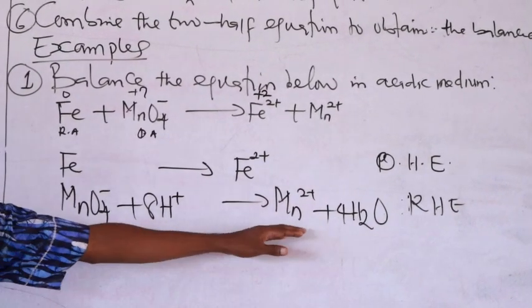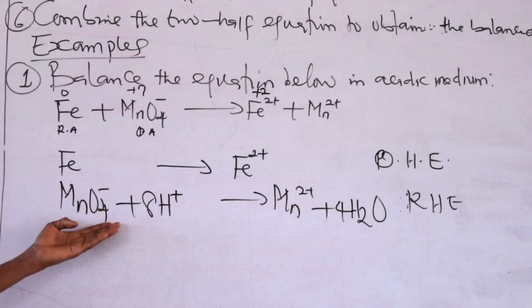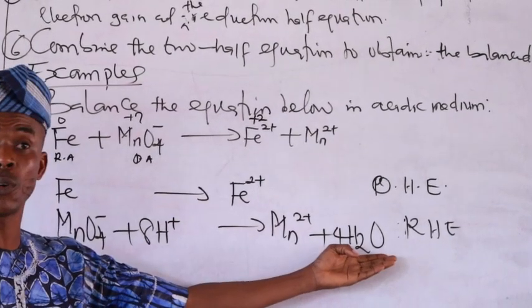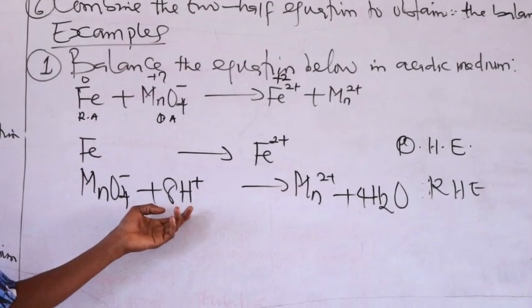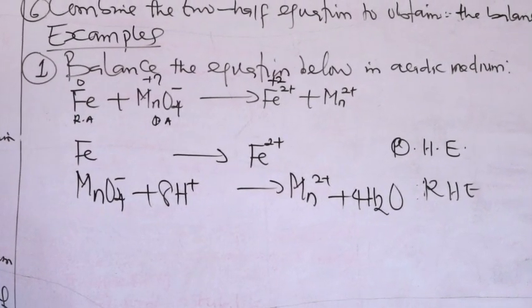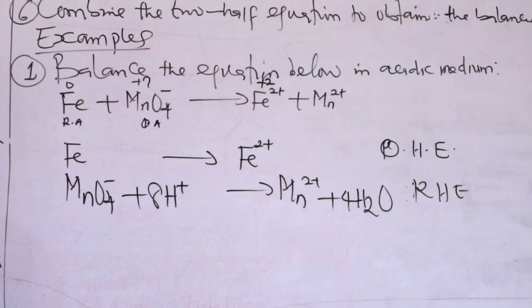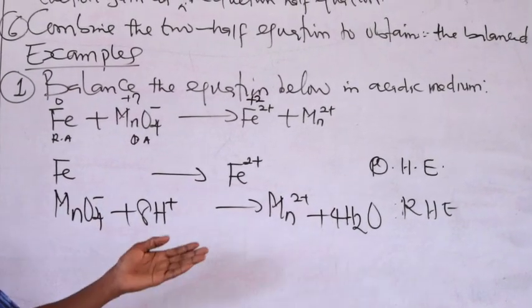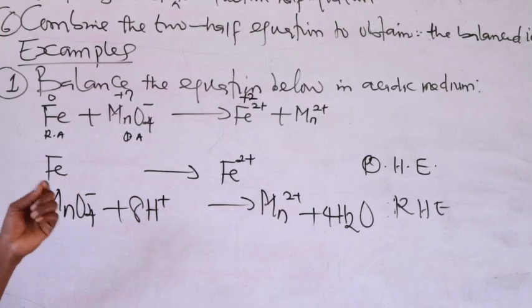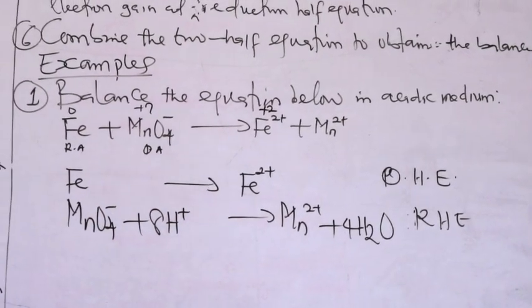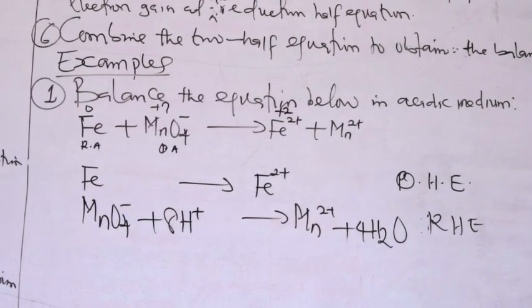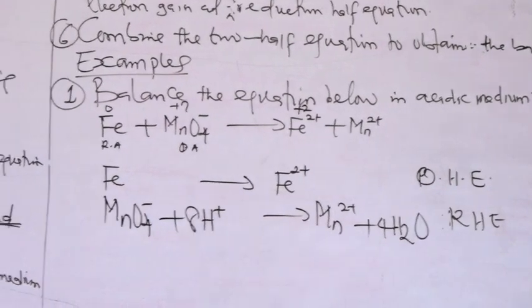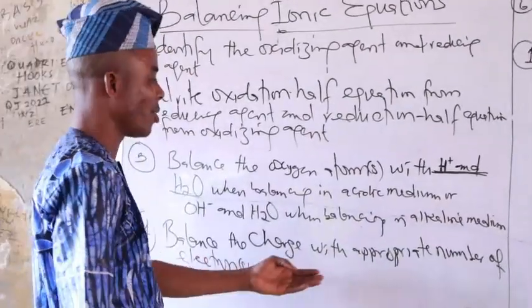Manganese, oxygen which is 4, oxygen which is 4, hydrogen which is 8, and hydrogen that is also 8. If we are to be in alkaline medium, instead of hydrogen ion and water molecule, we are going to use what? Hydroxyl ion and water molecule. What's the next thing? Balance the charge.